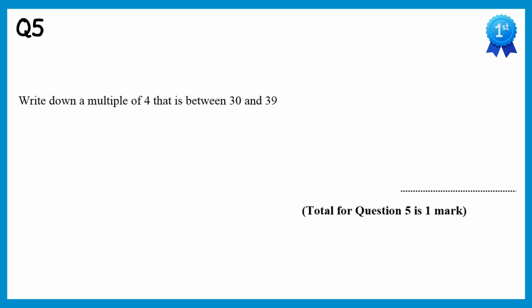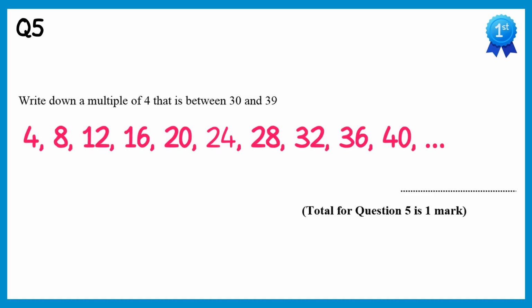A multiple of 4 is any number in the 4 times table. So let's write out the 4 times table, and then we're after numbers that are between 30 and 39. So the only two possible answers are 32 or 36. We only need to write down one of them, so I'm going to choose 32.